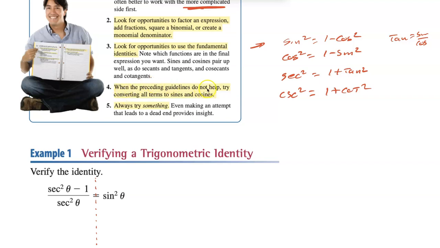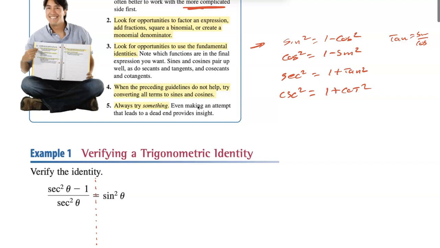When the preceding guidance does not help, try to convert all terms to sine and cosine. That's one of the things I use a lot. It's kind of a last step. You want to try the other ways first because they are faster. But if you're stuck, just change everything to sine and cosine, and then simplify. Usually it should work out. It might be a lot of work, but it should work out. And always try something. We'll talk about some other rules also.